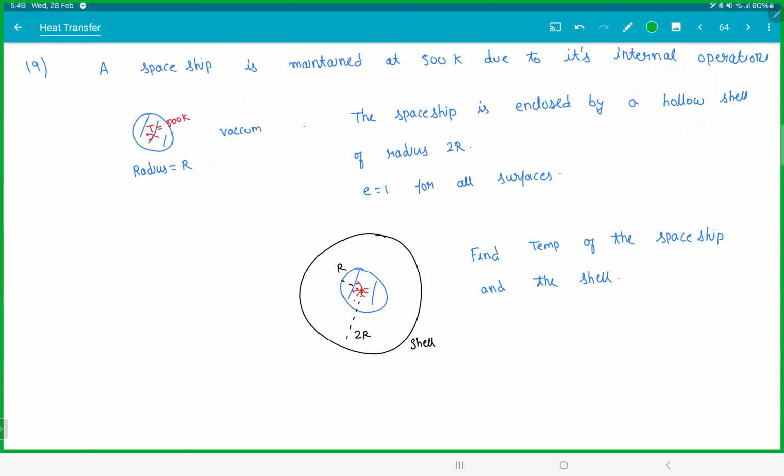I know the question can be quite confusing. I think Jay may did ask a question, but that's a much easier one. The question was this: we have a spaceship at 500 Kelvin. A shell of almost same radius is placed on top of it. Find the new temperature. That was the question, but I changed it. This is a much better one.